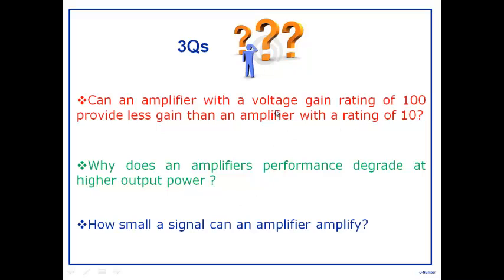Can an amplifier with a rating of 100 voltage gain provide less gain than an amplifier with a rating of 10? All right, it's a little bit ambiguous, but you'll see what it means. Why does an amplifier's performance degrade at higher output power? How small a signal can an amplifier amplify? Right, what are the limits? So this is a limit on the lower end. How small a signal can an amplifier work with, and this is a limit on an amplifier at the upper end. If you make a signal too strong, or if you want to have too much output power, then again there's a problem here.